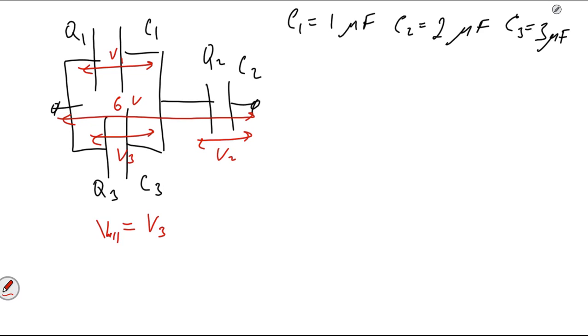Since capacitors are in parallel, we can replace C1 and C3 as one capacitor, C13, and for connections in parallel, C13 equals C1 plus C3, that's going to be 4 microfarads.